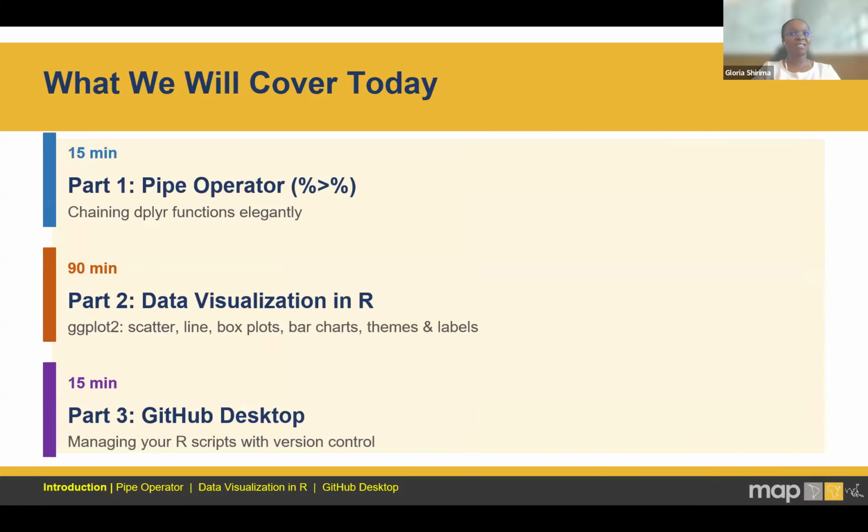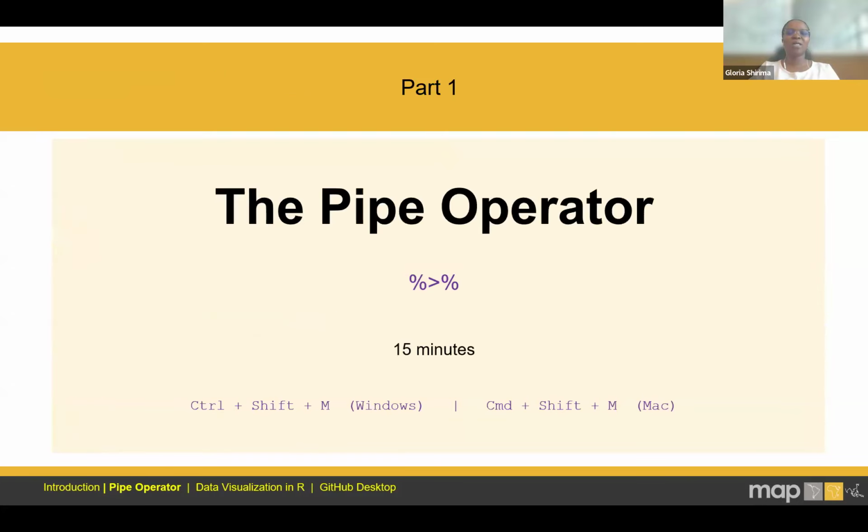As I said, we have 3 parts. The first part, for the first 15 minutes, is about pipe operators, just to finish off the data wrangling that we had, and Praise is going to lead that. Then we're going to take 90 minutes for data visualization, and at the end, 10 to 15 minutes of GitHub Desktop to demo how it's done, because most of the knowledge and terminologies were covered in the last session. So I would welcome Praise. I'll stop sharing my screen and hand the first 15 minutes to Praise.